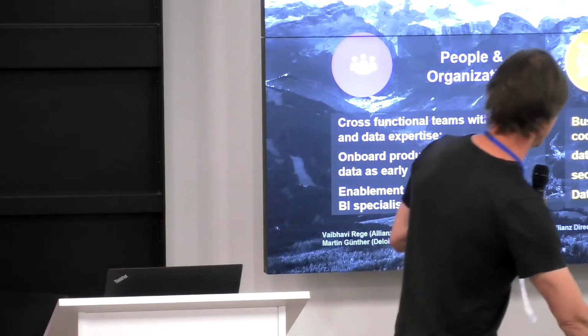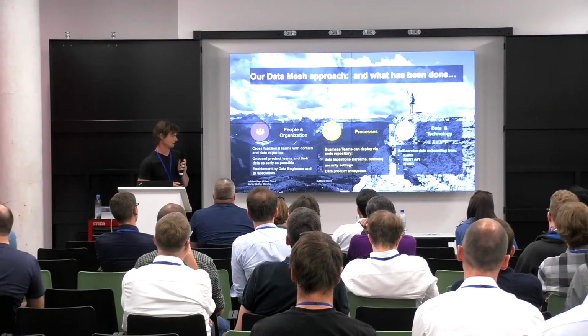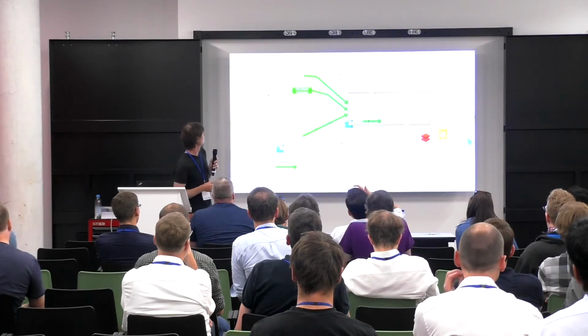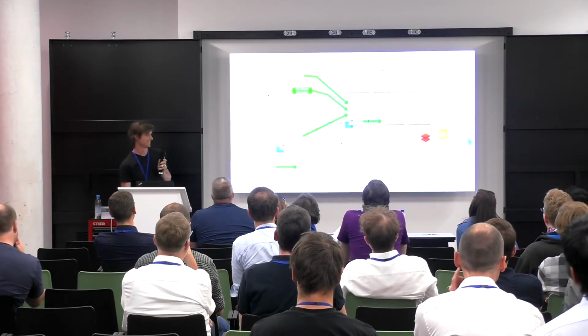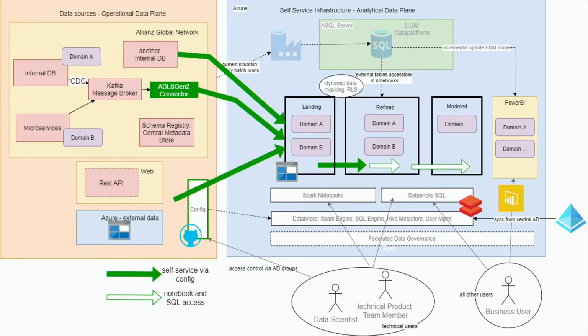How do I go to the next slide? Okay, in the next slide we have a very high-level view of our architecture. And it looks like this. So on the left we have our data sources, which is our operational data plane. This is where all the business logic happens, where we have the microservices that are controlled by the business domains to implement their new functionalities.